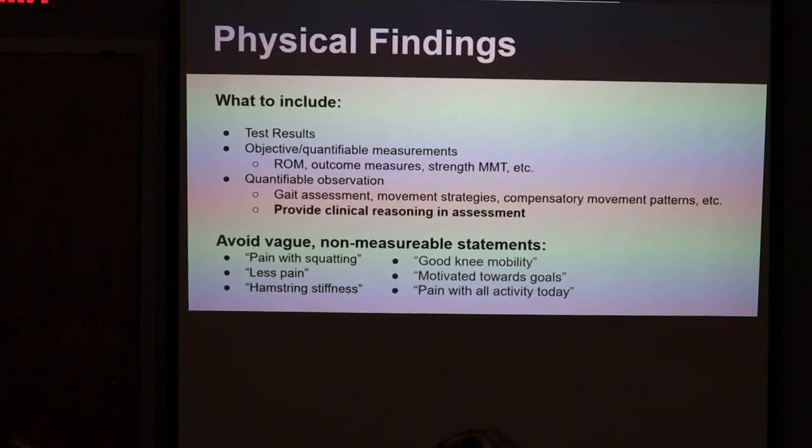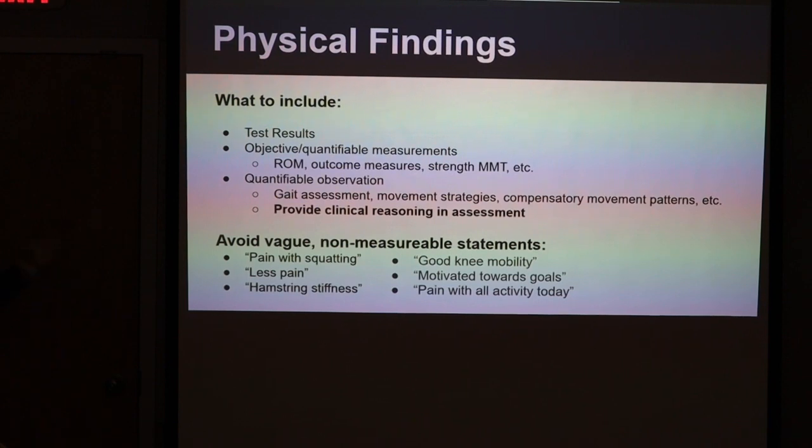Really quick, physical findings. It's important to have this in the notes so that you can show any progress that's objective, quantifiable and measurable. So this should really just include test results, but they need to be measurable: range of motion, outcome measures, pain levels, strength. And then in your assessment, you can provide the clinical reasoning for why that's happening or provide the justification for it.